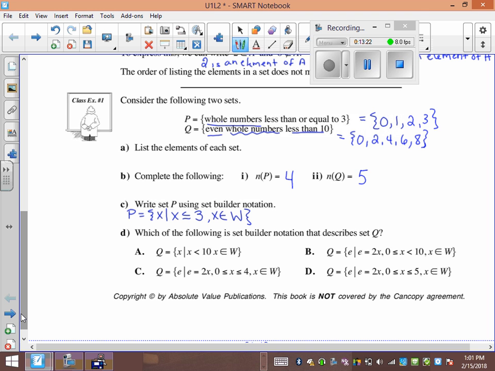Which one could we use for Q? Well, Q, we would do X such that X is less than 10. We don't have an equal sign, right? And X is an element of the whole numbers. So we could use that one, right? Okay. Often it's in words. I rarely see it like this. It's in words or it's actually the elements are listed for you. But can you see if you don't know what a whole number is or a natural number, it could be a bit of an issue?